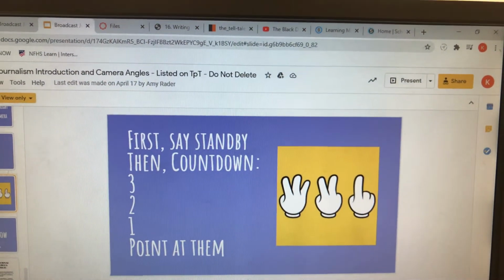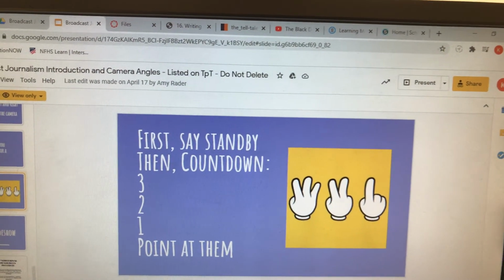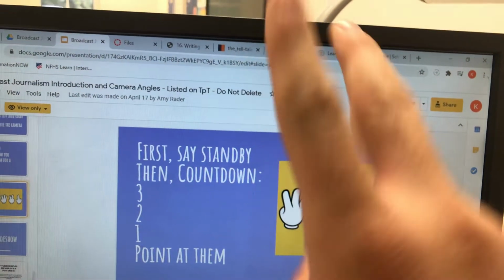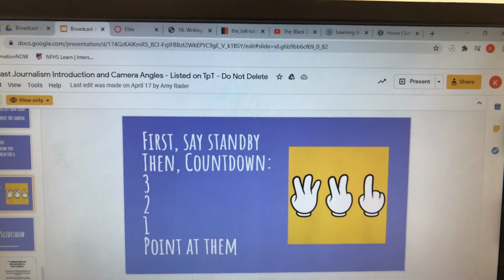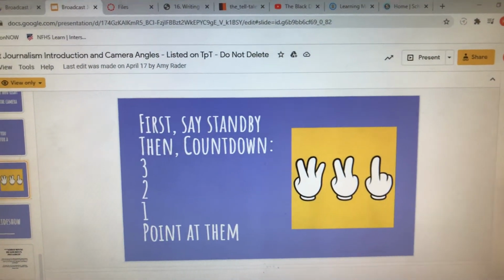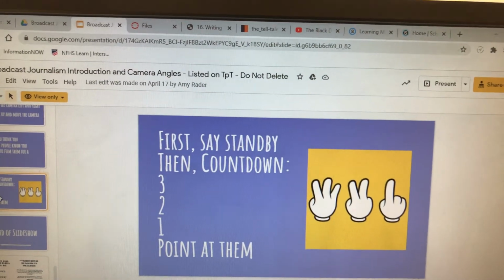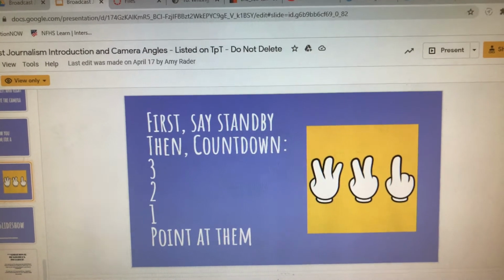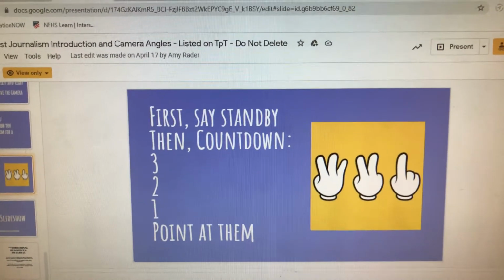Now some stations won't have you necessarily audibly count down. Some news stations, if you're at the desk, might just have their cameraman do that. That comes down to a difference in how different news stations would like to run. So these are the different ways that cameras are operated in broadcast journalism.